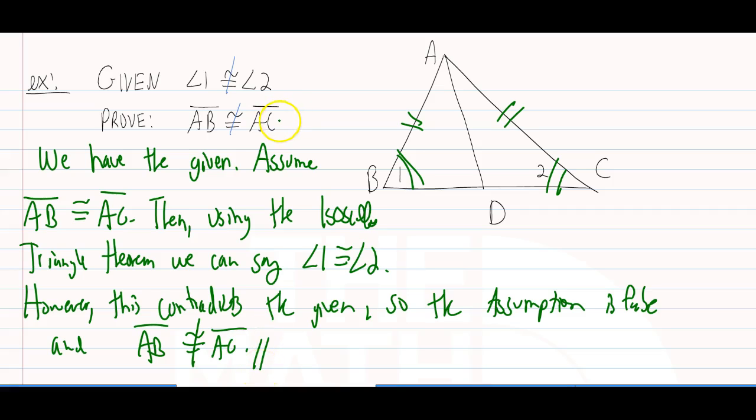So we assume that something is true. We go with that until we find a contradiction in the given, and then we can say that that's not true. So the assumption would be, in fact, false.